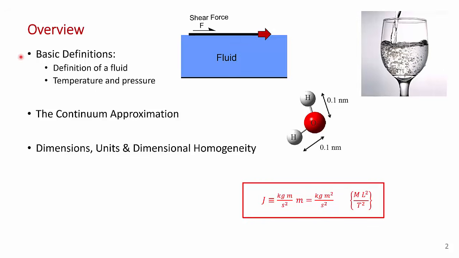Okay, so here's a quick overview of what we're going to talk about in this video. I'm going to give some basic definitions of what a fluid is, talk a little bit about temperature and pressure. That'll lead nicely into a discussion of what's called the Continuum Approximation. You've probably seen this in some of your other courses as well. And then we'll talk about something that's important, particularly for later in the course, something called dimensions, units, and the principle of dimensional homogeneity.